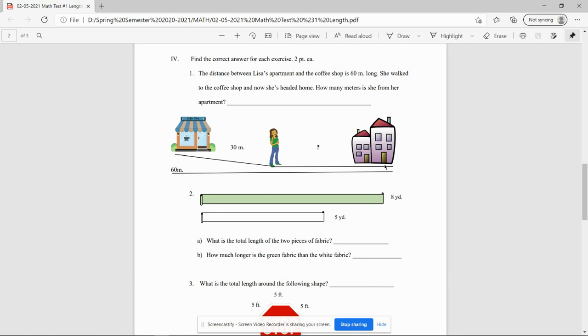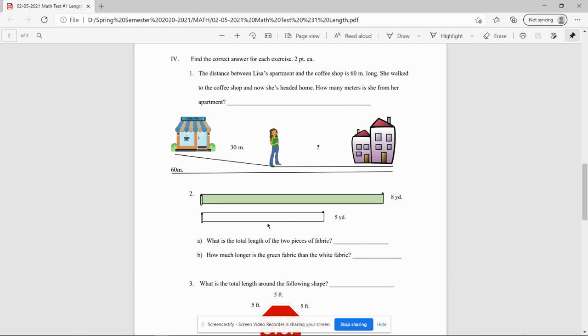So we know that this entire route is 60 meters. From her apartment to the coffee shop is 60 meters. But we don't know how much she needs to walk in order to get to her apartment. Okay? It says she walked to the coffee shop and now she's headed home. So how many meters is she from her apartment? You're going to figure that out and then you're going to write your answer here in the blank space.